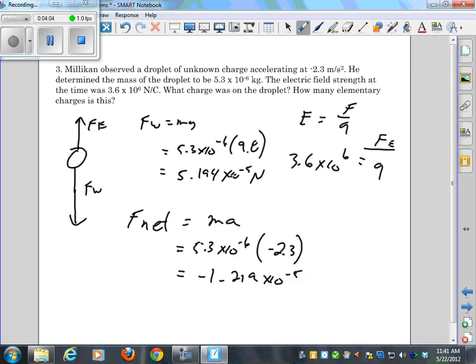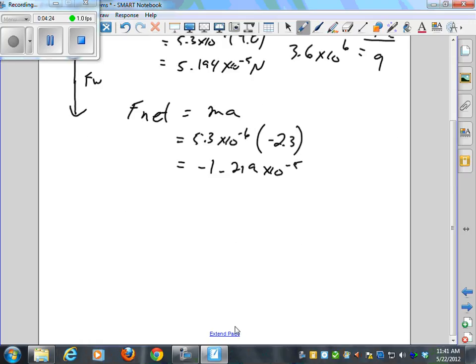Okay, so now what's my next step? I got my weight force, I got my net force. Can I use that to find my electric force? Isn't the net force simply these two added together? So if I know the answer to those two added together, I should be able to figure out what that one is right there. So my next step is to write F net is equal to Fe plus Fw. Now is this minus important here? Yes, it certainly is.